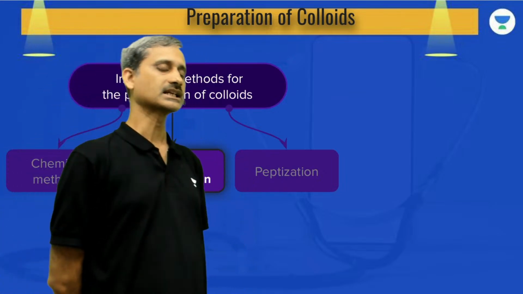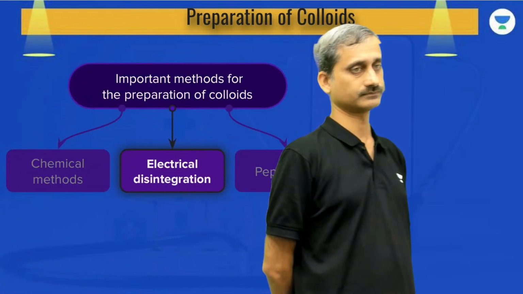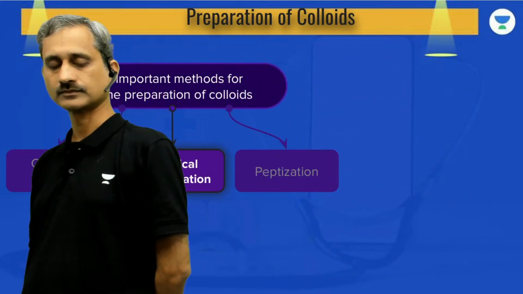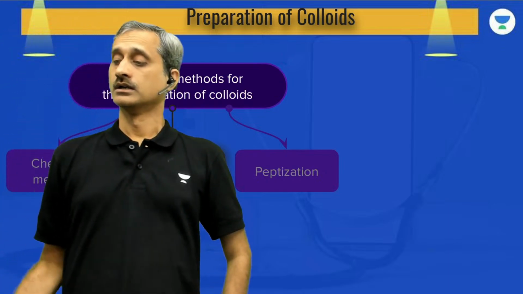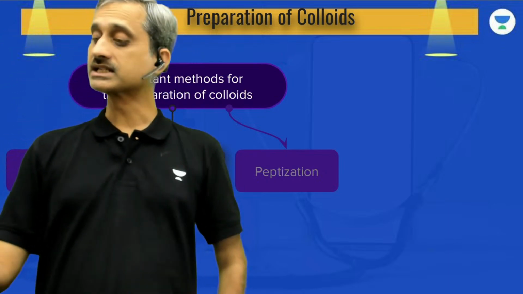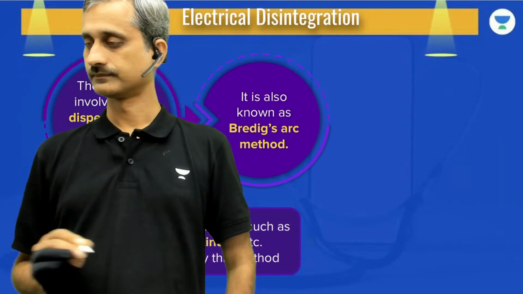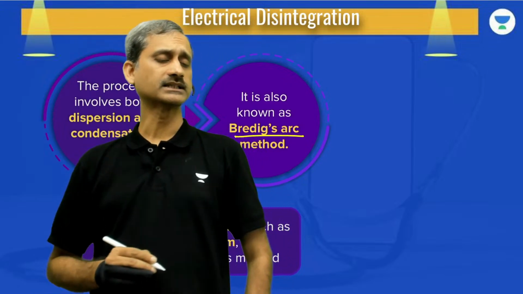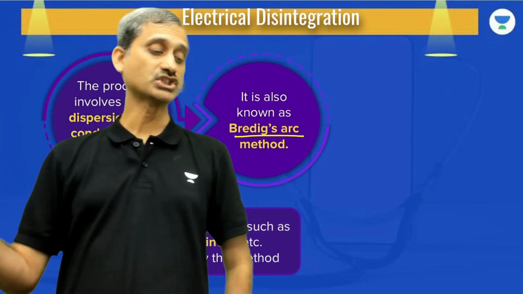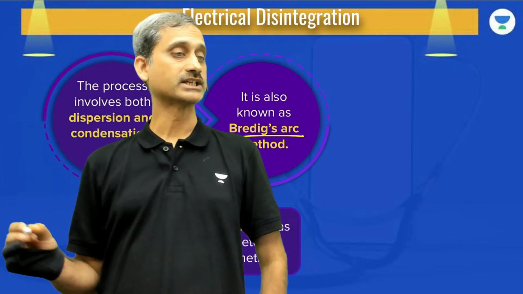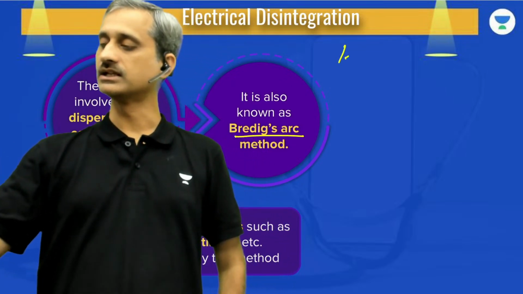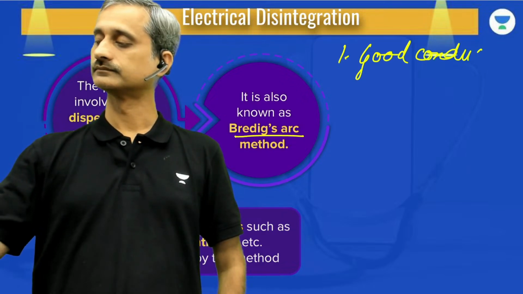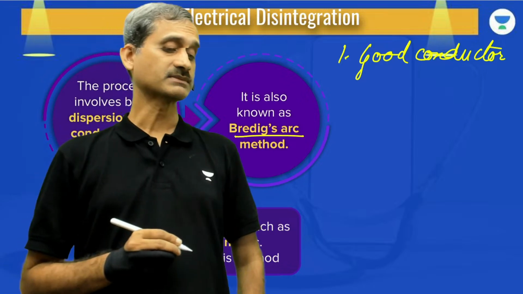Okay. So let's get along with electrical disintegration. Electrical disintegration is called the Bredig arc method. Now, this Bredig arc method can be used to form colloids, and there are 2 conditions for the substance. The first condition is that it must be a good conductor of electricity.